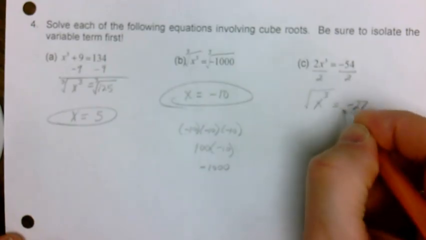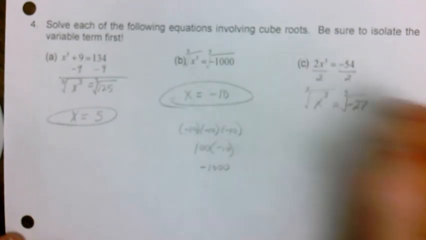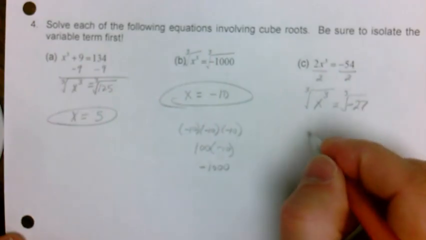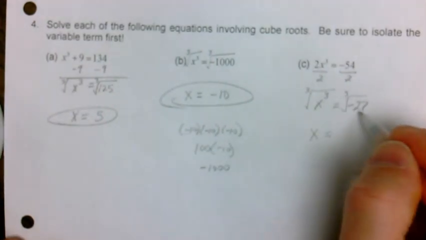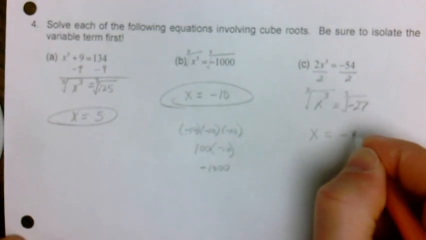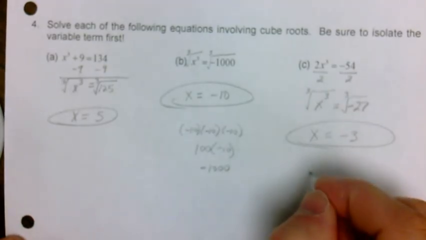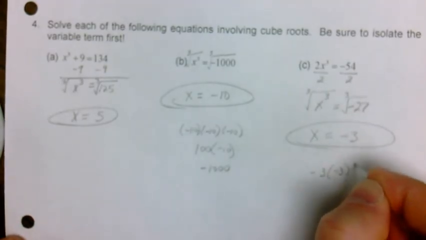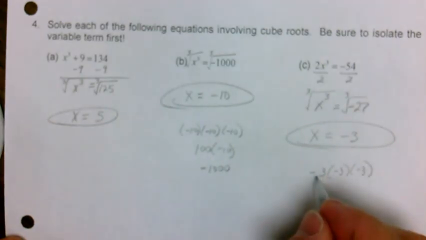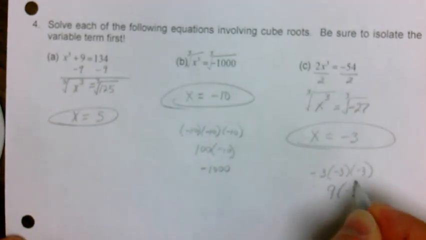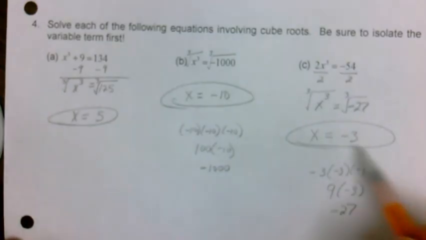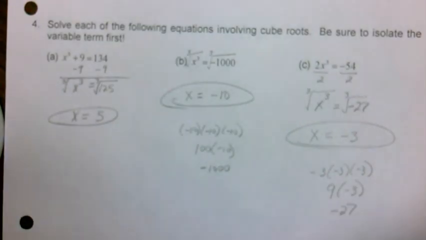Now I'm going to take the cube root on each side to get the value of x. The cube root of x cubed is x, and the cube root of negative 27 is negative 3. I can check by doing negative 3 times negative 3 times negative 3. Negative 3 times negative 3 is 9, and 9 times negative 3 is negative 27. So again, there's one solution to this equation, and it's x equals negative 3.